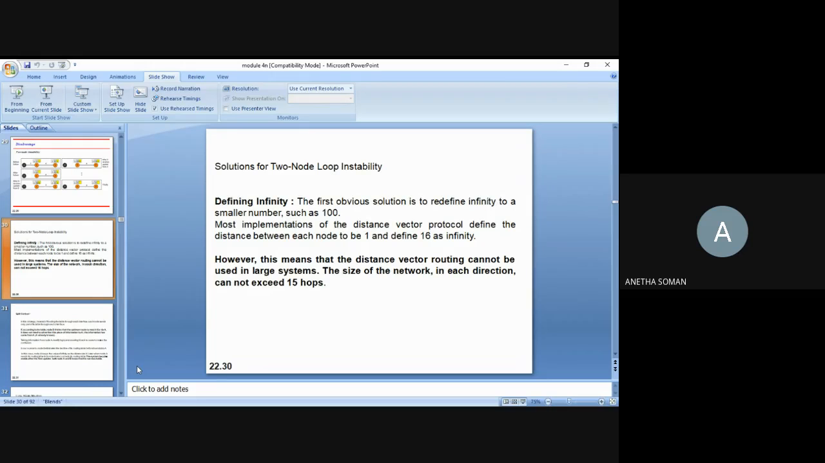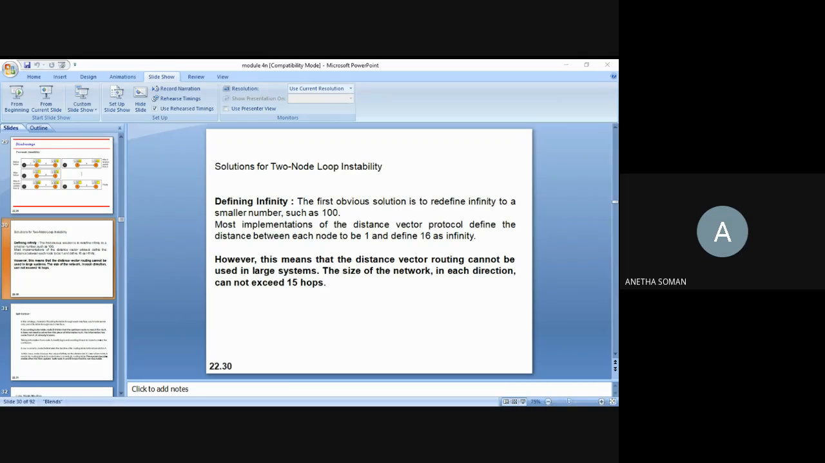Defining infinity means that the infinity value you are setting to a number. In distance vector, making use of the RIP protocol, that number is kept as 16. The meaning is it can take 15 hops. The routing can be done through the 15 hops to reach the destination. So this type of distance vector routing is not used in large systems.